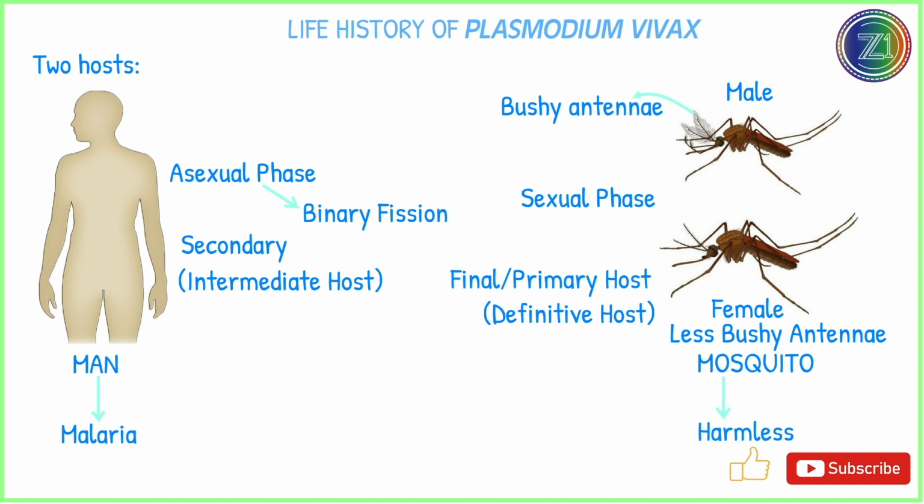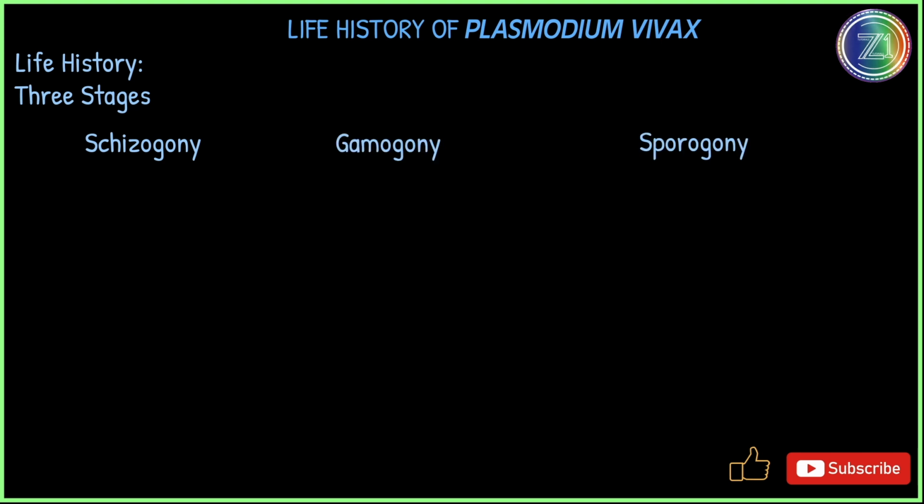So this is just the basic information about Plasmodium vivax life history. Now I discuss in detail the life history, how exactly the asexual and the sexual phases are going to run in this particular life history. Life history is further divided into three portions: Schizogony, Gamogony, and the third one is Sporogony.